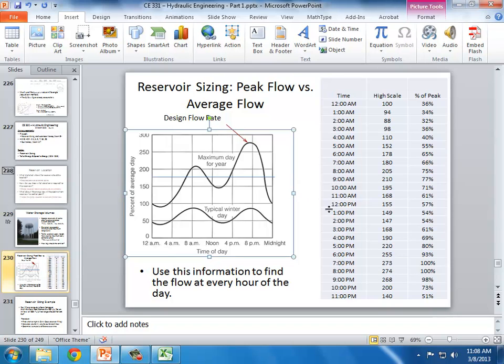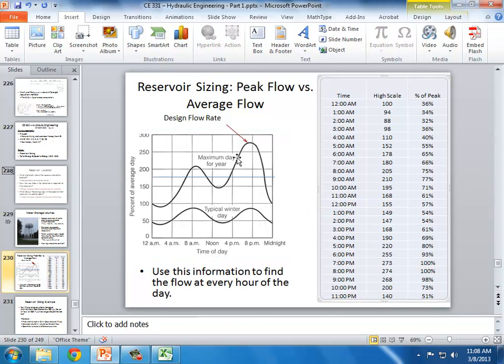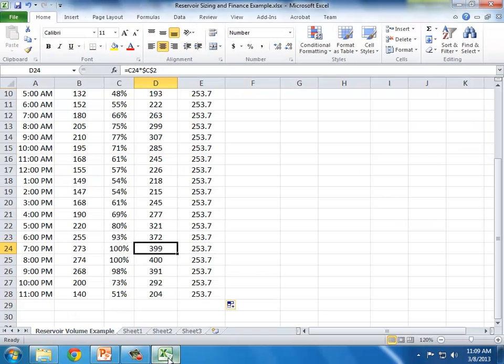And so what that means is that anytime the demand is larger, the flow out is larger than the flow in, then the tank would be draining. And anytime the flow into the tank is greater than the flow out, then the water is accumulating inside the reservoir. And so in the evening, I want to find out when it crosses over. Like when does that reservoir start to fill in the evening?